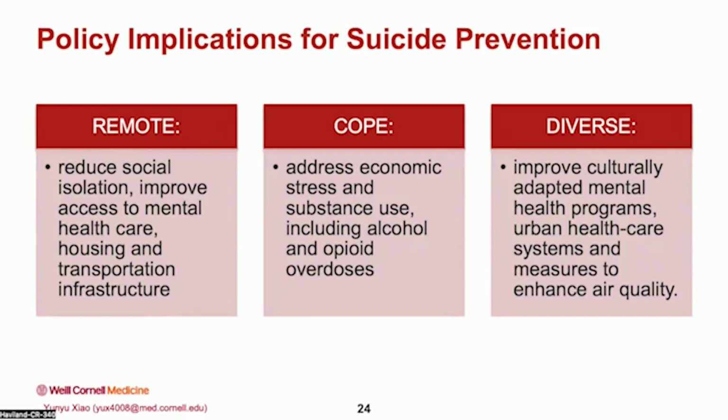And finally, for people living in counties in the diverse clusters, we really need to improve more culturally adaptive mental health programs. They are living in urban areas, but we also need to think about how we embrace urban healthcare so that everybody can access quality care if they need it. It's not just because the quantity is there, but we really need to make sure that people are insured and also have access to it.